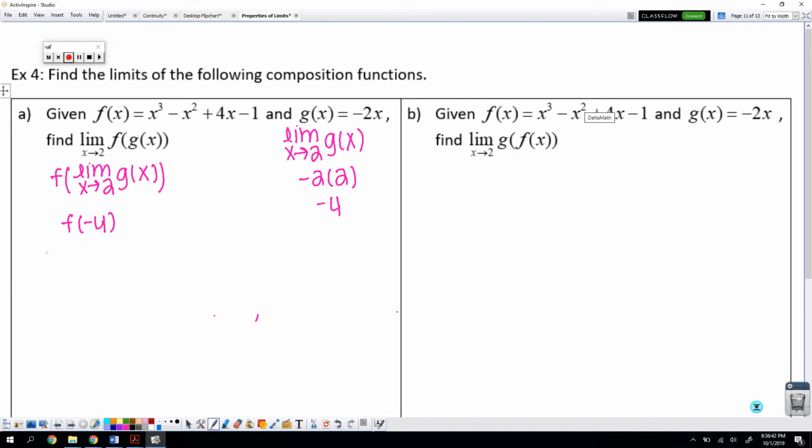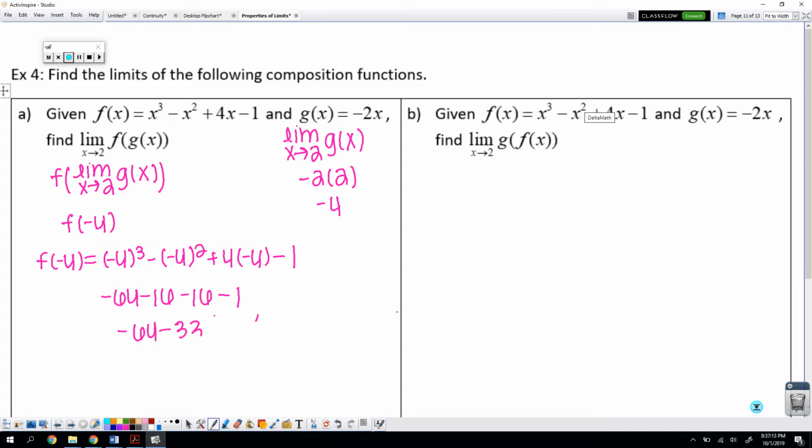Okay, so f of negative 4 equals negative 4 cubed minus negative 4 squared plus 4 times negative 4, holy cow, minus 1. That's going to be negative 64 minus 16 minus 16 minus 1. Negative 64 minus 33 is negative 97. Perfect.